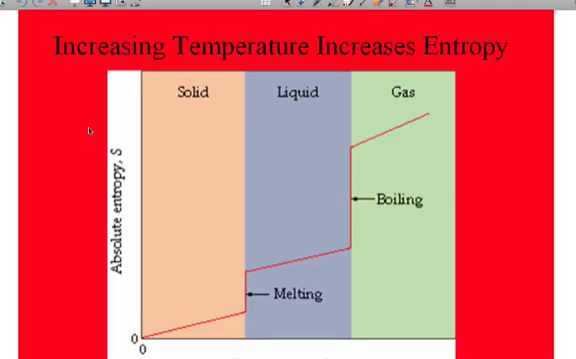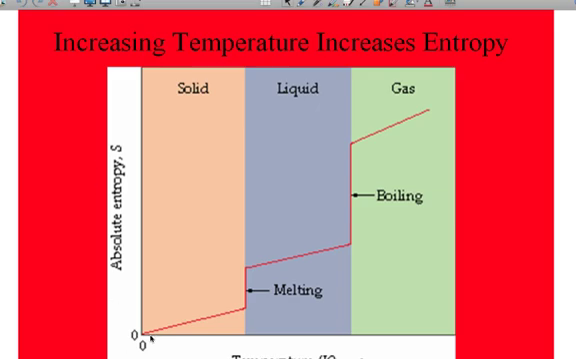If I increase the temperature, then molecules tend to move more, and therefore entropy increases. The more movement, the more disorder you have. So as this is temperature down here, let's see if you can see this better here. If I increase the temperature, things start moving faster. If things start moving faster, it's becoming more disorderly.